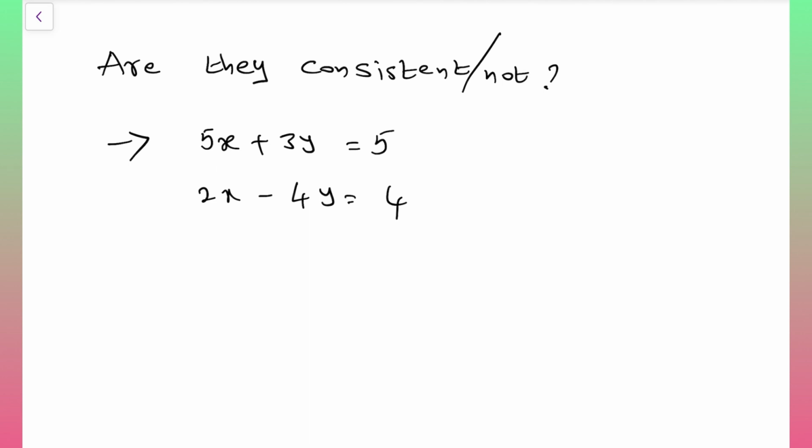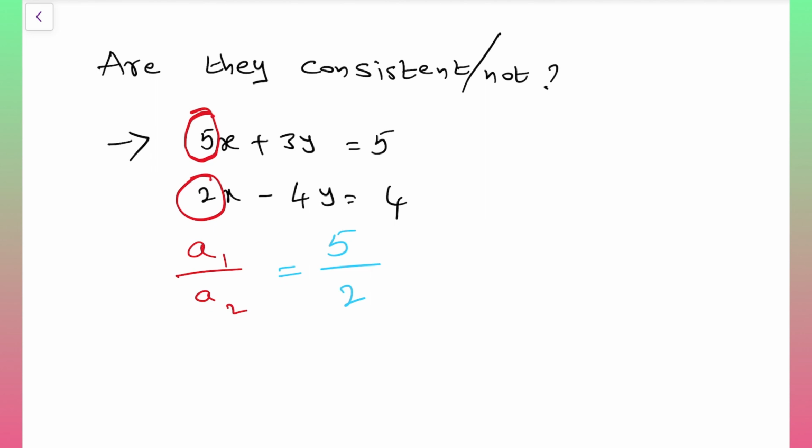For that we will go with the ratios. The formula is A1 by A2. We need to find that out. So what exactly are A1 and A2? In the first equation, the x coefficient is 5. That is A1. So 5 divided by, in the second equation, the x coefficient is 2. That is A2. So 5 by 2. We got the A1 by A2 ratio.